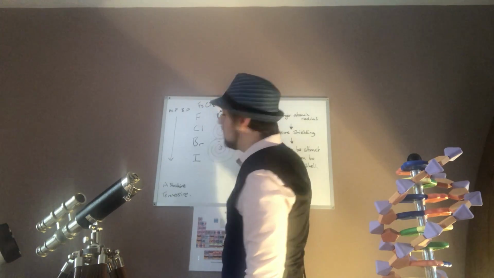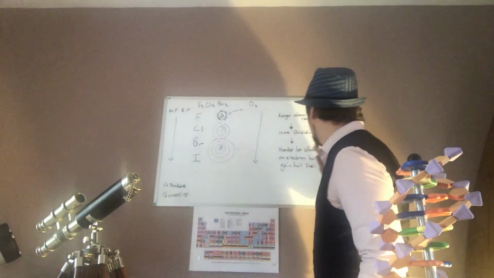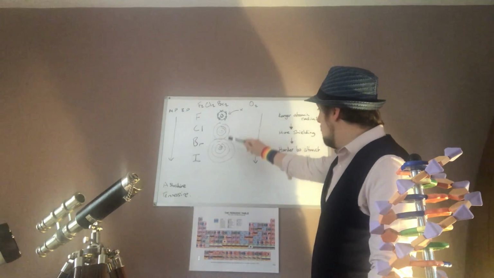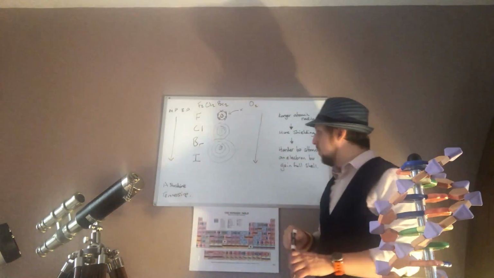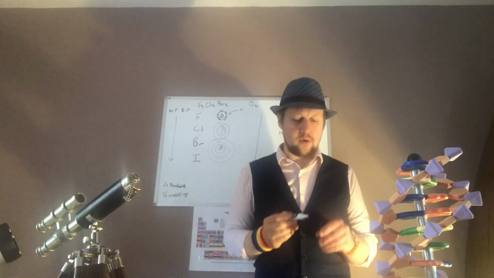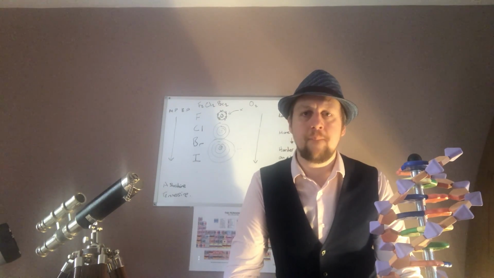Oxygen's another diatomic molecule. Very important one for us, isn't it? Okay, so again, larger atomic radius as you go down the group. There's more shielding, which makes it harder for the atom to attract an electron in order to gain the full shell. Okay, so I just want you to keep that in mind with the halogens.